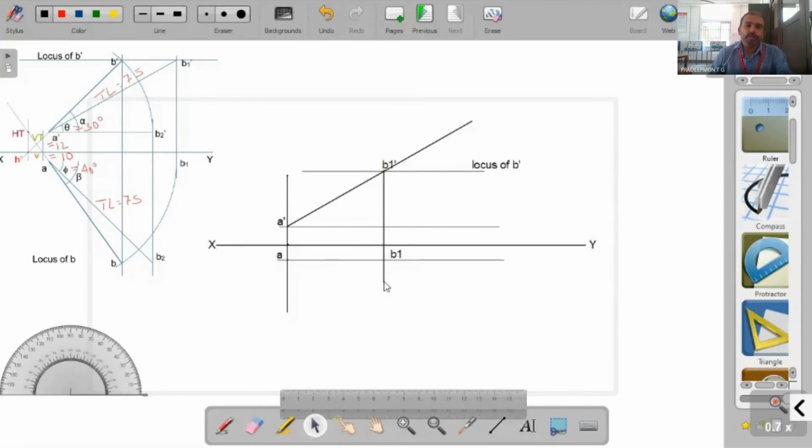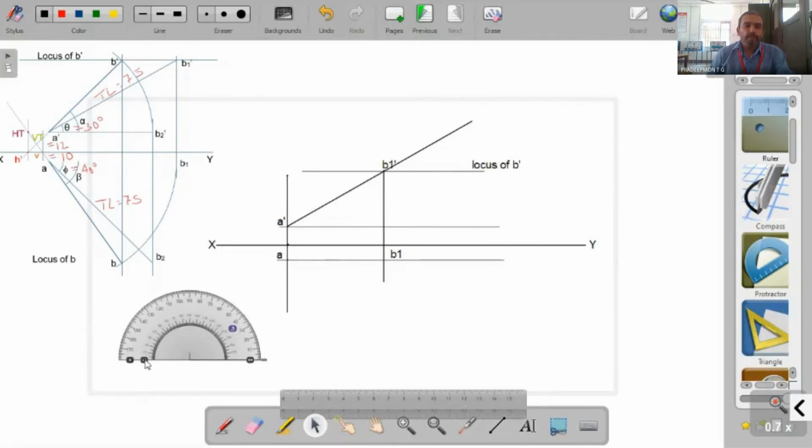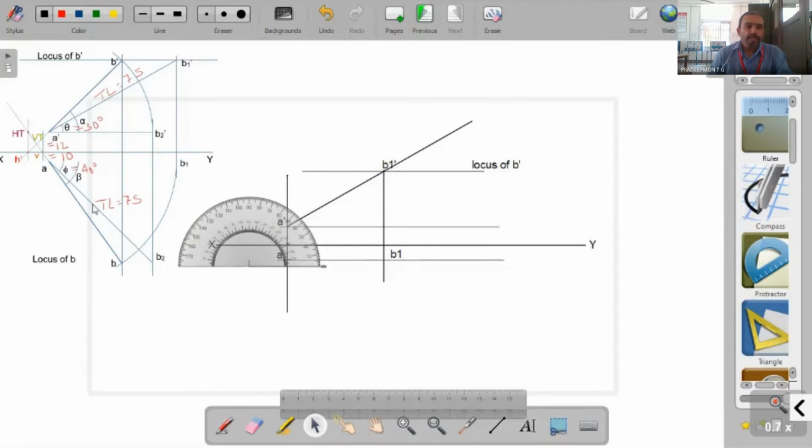Now we need to find out the length of the front view. In order to get the length of the front view, what we have to do is mark a distance of 40, the 40 distance from point A.